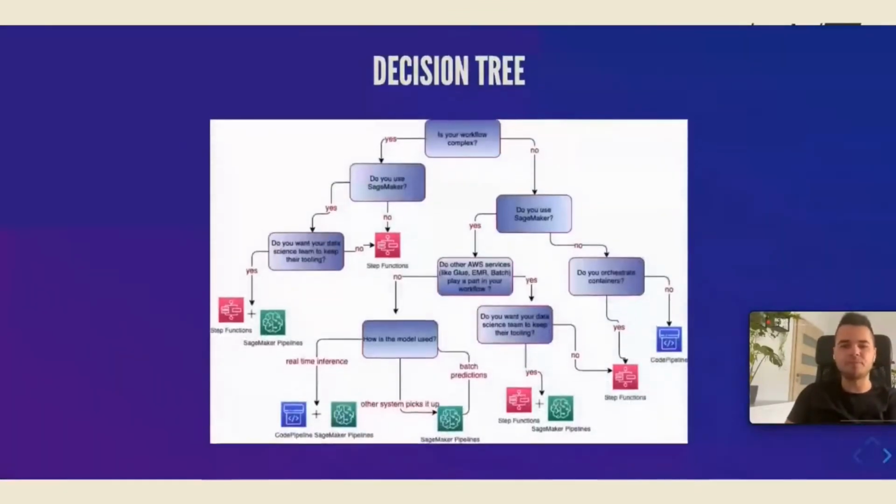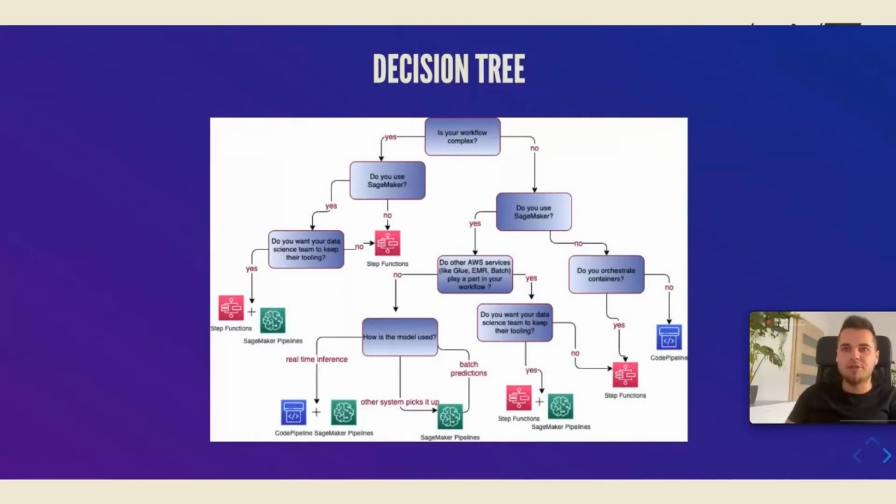And lastly, a TLDR of the entire talk: a decision tree, starting with the left branch. Is your workflow complex? If that's a yes and you do use SageMaker, then the question is, do you want your data scientists to keep their tooling or not? If you'd like them to stick inside SageMaker's realm, then let them use SageMaker Pipelines, but orchestrate everything else with Step Functions.